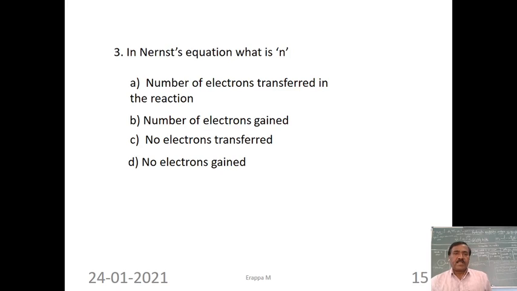Number 3, in the Nernst equation, what is n? You know the Nernst equation. There are 4 answers given. What does n indicate? Number of electrons transferred in the reaction, number of electrons gained, number of electrons transferred, no electrons gained. In the Nernst equation, n means the number of electrons transferred in the reaction.